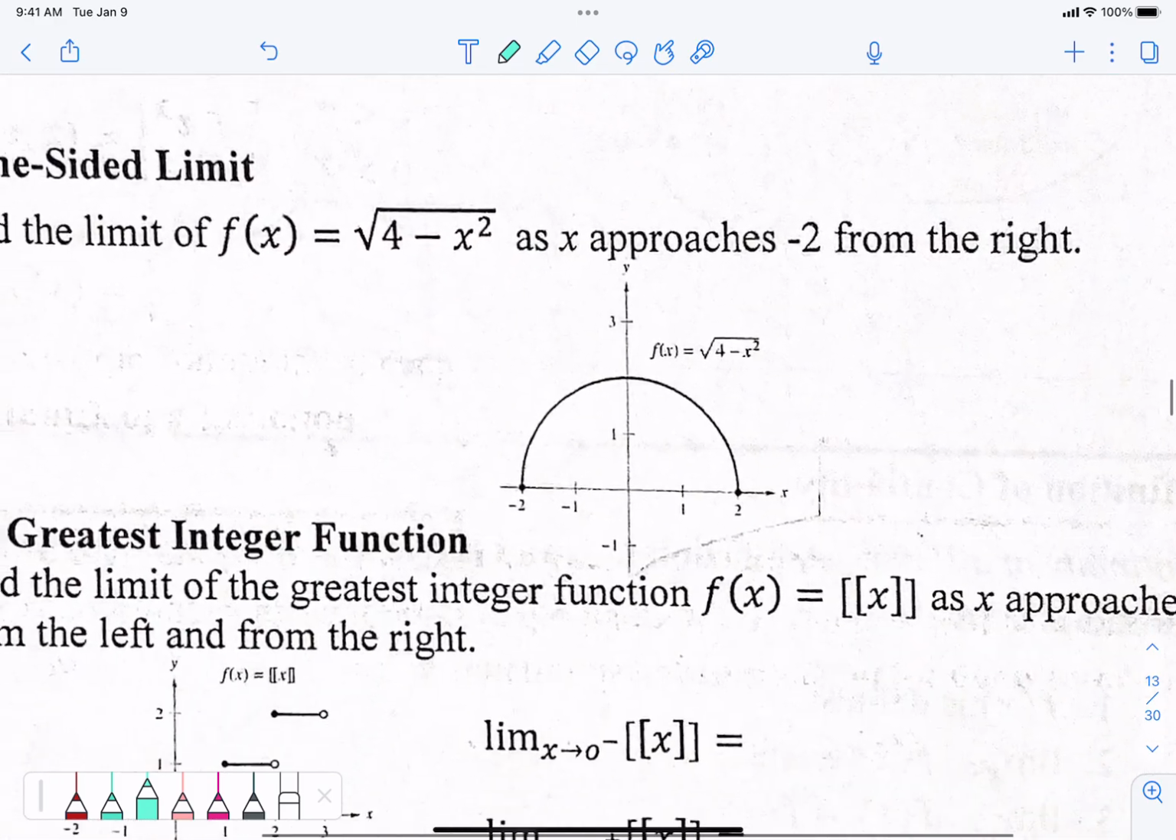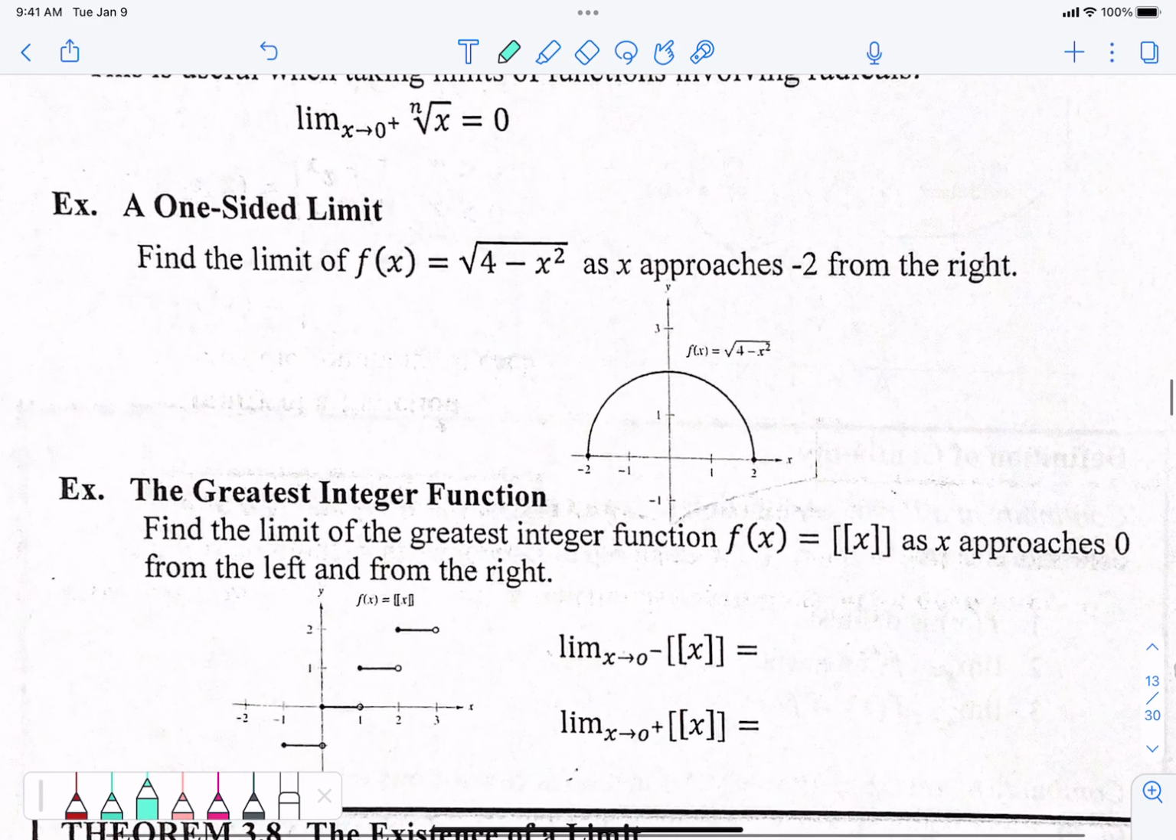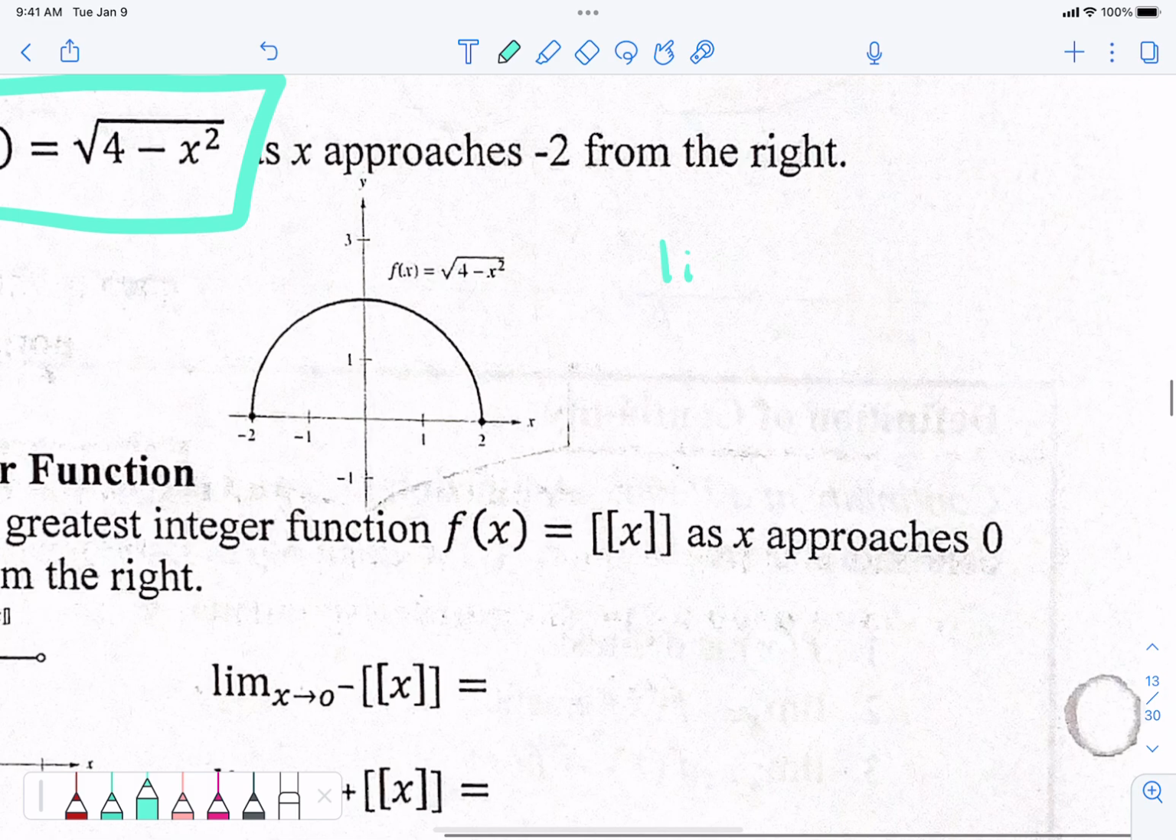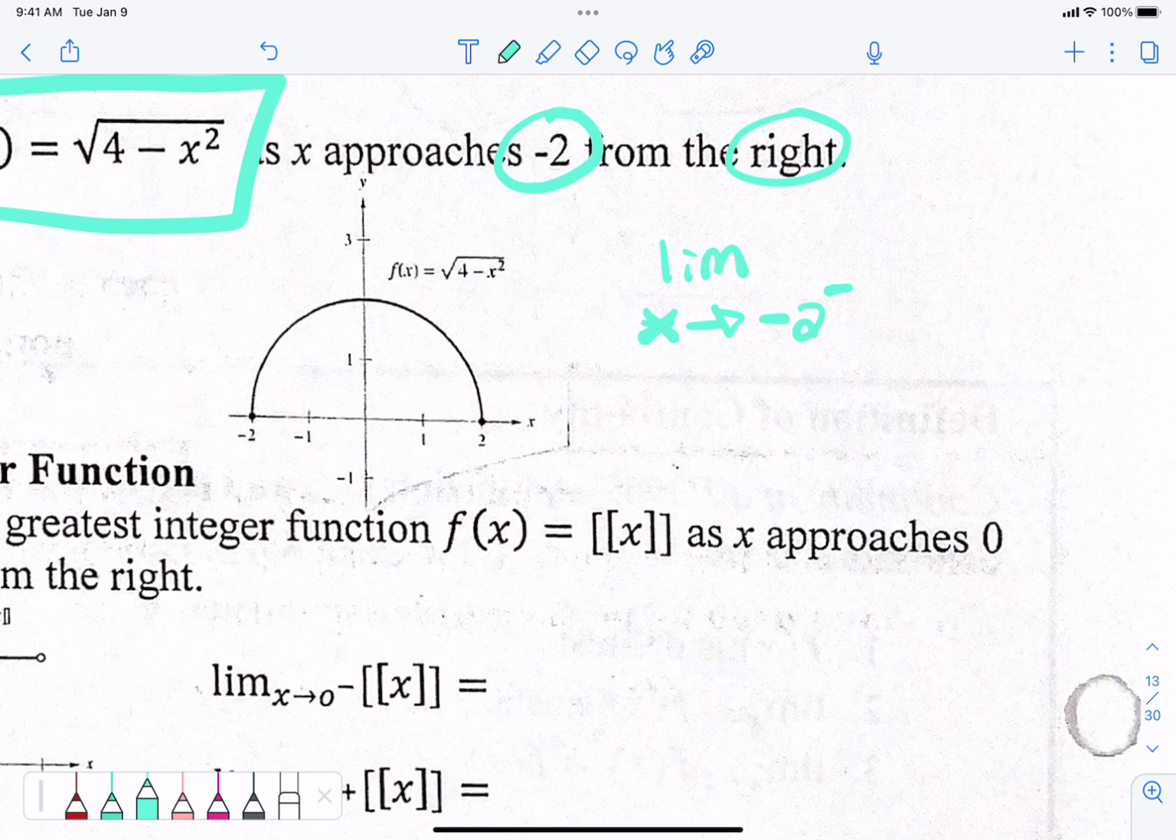Okay, so let's talk about this one right here. They have this graph right here. This is my function that I have, and they've graphed it here. It's a half circle, really. It's kind of cool. They're saying find the limit as x approaches negative 2 from the right, okay? So as x goes to negative 2 from the right side, plus.